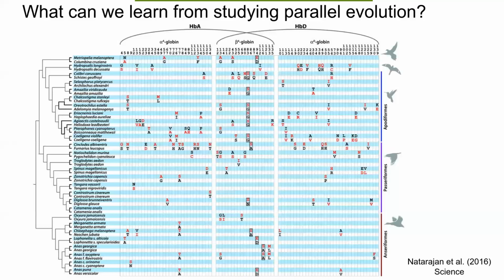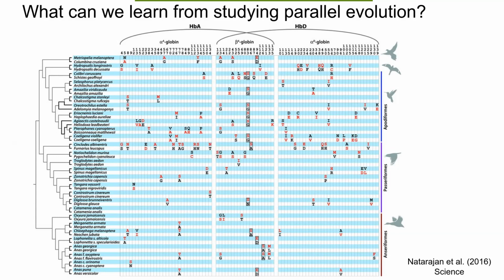One of my favorite examples of this is actually in birds. There's this great case from the work of Jay Storz's lab at the University of Nebraska, Lincoln. On the left is a phylogeny, like I showed you before, showing how all the bird species are related.